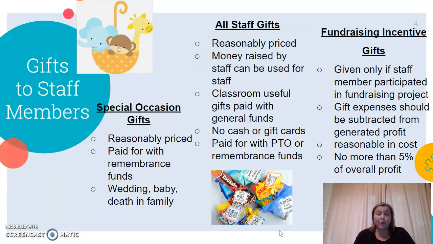Then you have all staff member gifts. These must be reasonably priced. The money raised by the staff can be used by the staff. So the money from the vending machine in the teacher's lounge could be used to buy something that all the teachers agree upon. Classroom useful gifts are paid for with general funds. So if there's extra money in the general fund, the principal can designate a certain amount be given to each classroom teacher, and they can purchase things for their classroom.